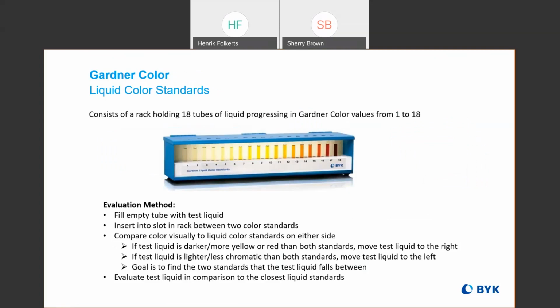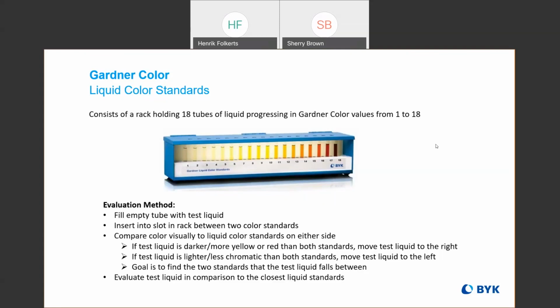We'll begin our Gardner color talk by talking about the liquid color standards. So this consists of a rack holding 18 tubes of liquid, progressing in Gardner color values from 1 to 18. And so the evaluation method here, first you would fill an empty tube with your test liquid, the liquid that you're evaluating, and then you would insert that liquid into a slot in the rack between two color standards. If you look at this image here, you can see on the top of the rack, there are these little circular holes that are designed for a tube full of liquid to fit through, and they exist between the existing liquid color standards so that you can visually compare your liquid to the color standards that are already in the rack.